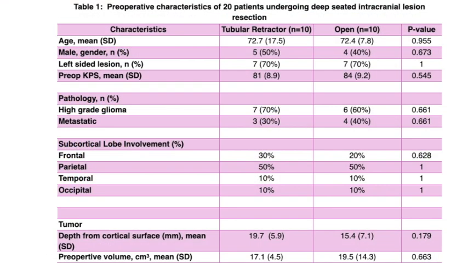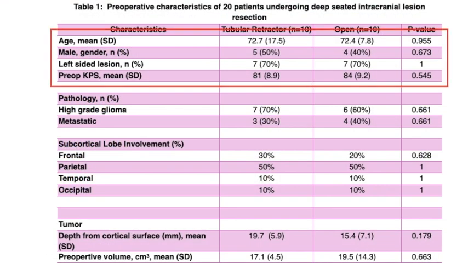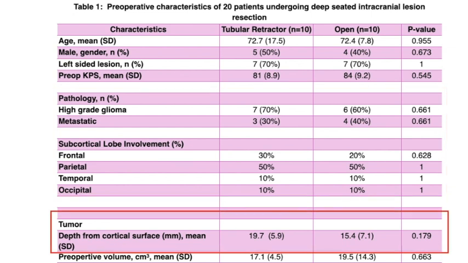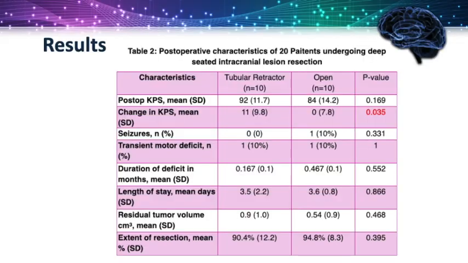Our preoperative data showed similarities in the two groups when we looked at the age, gender, sidedness, as well as the Karnofsky performance scores preoperatively. Pathology was similar, as well as the subcortical lobes that were involved. Our tumor size, as well as the depth from the cortical surface, was also similar in the preoperative characteristics of the two groups.